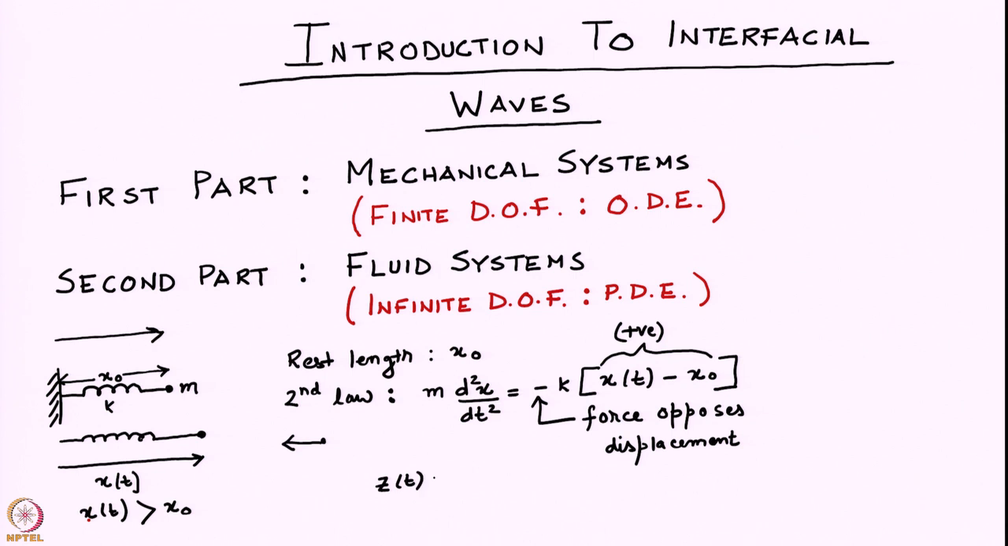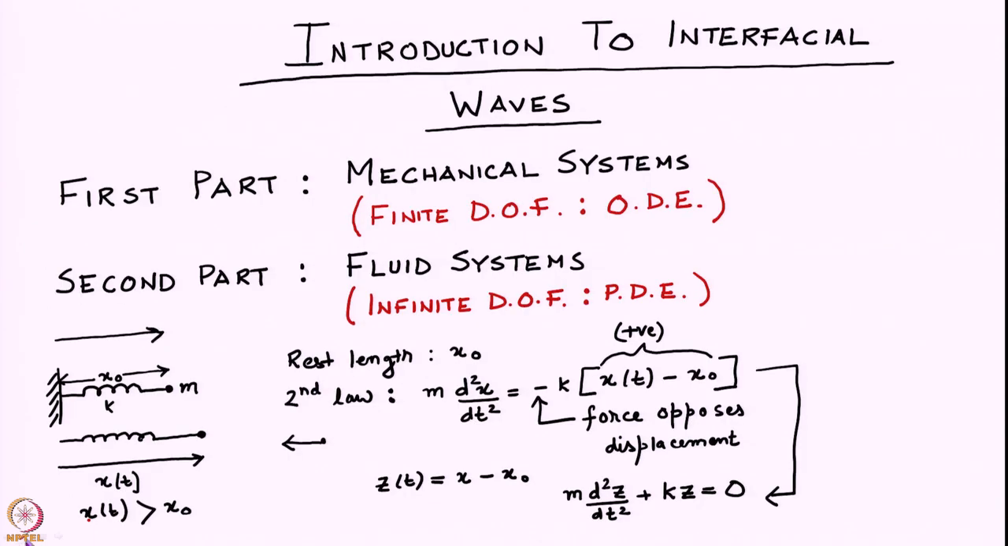Now, how do you solve this equation? We can see that there is x of t minus x0 on the right hand side, whereas only x of t on the left hand side. So, we make a simple transformation. We define a new variable z of t as x minus x0. And in terms of z of t, we can immediately see that this equation becomes m d square z by dt square plus kz is equal to 0. So this is our governing equation. Let me put it in a box.